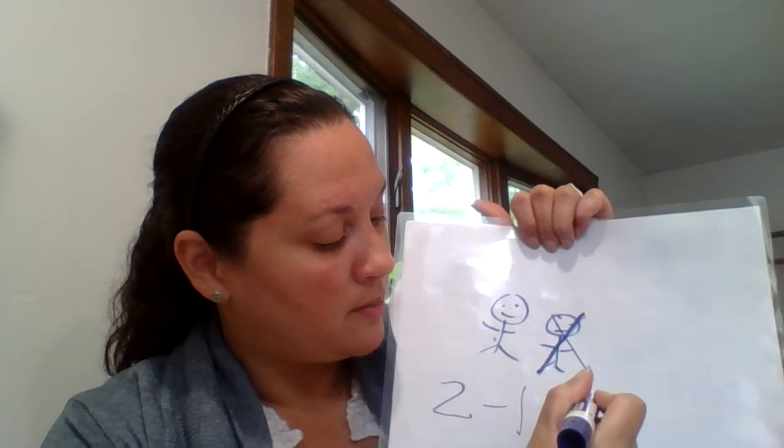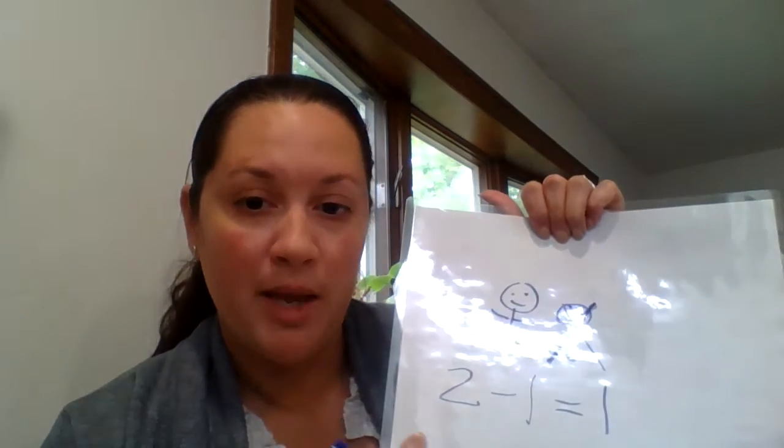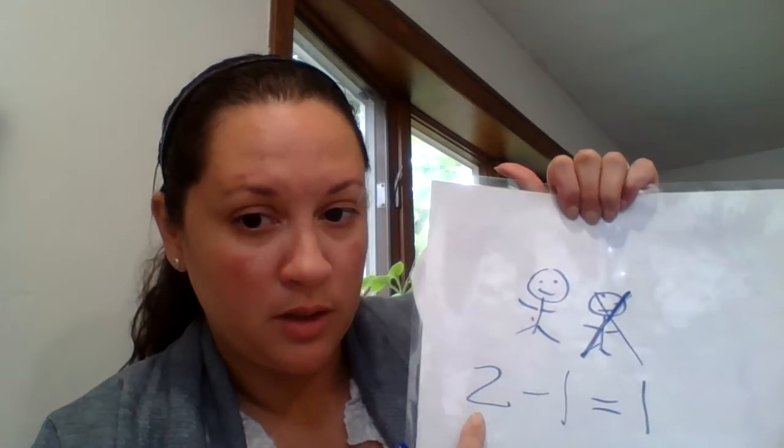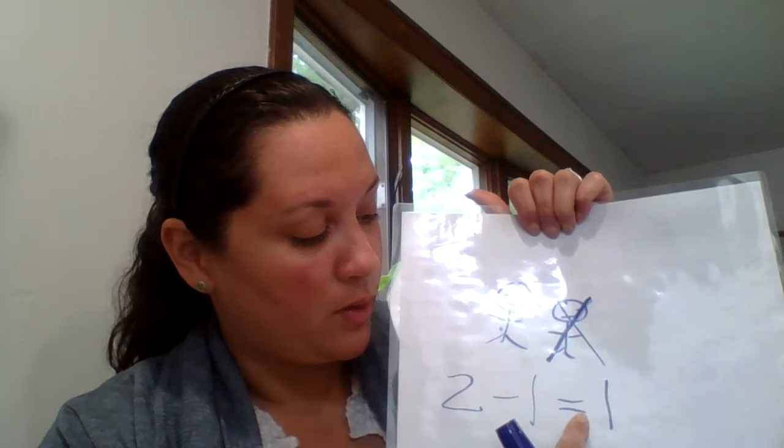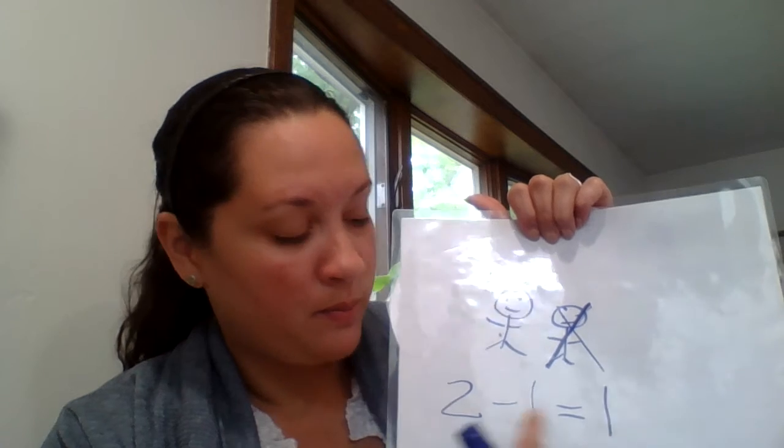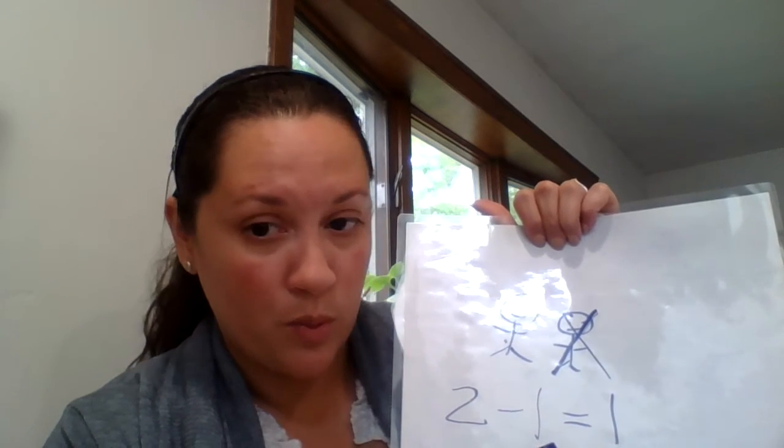1. Super, so I can put 1 there, and then we can read the math story. 2 friends take away 1 friend equals or is 1. 2 take away 1 equals 1.